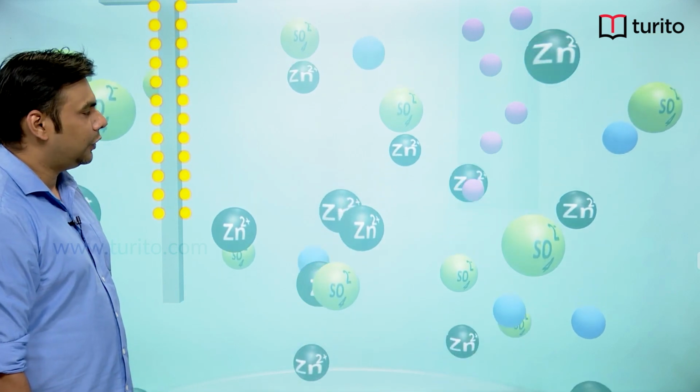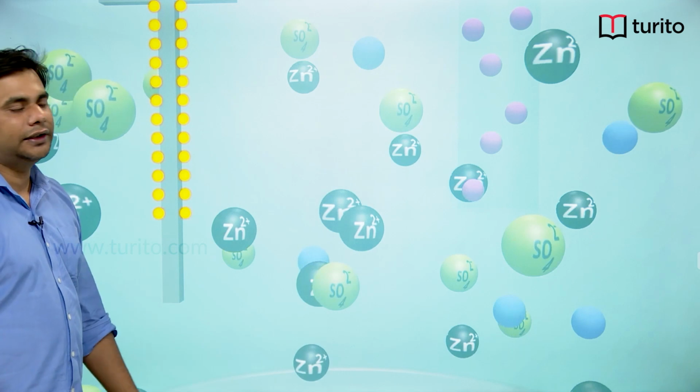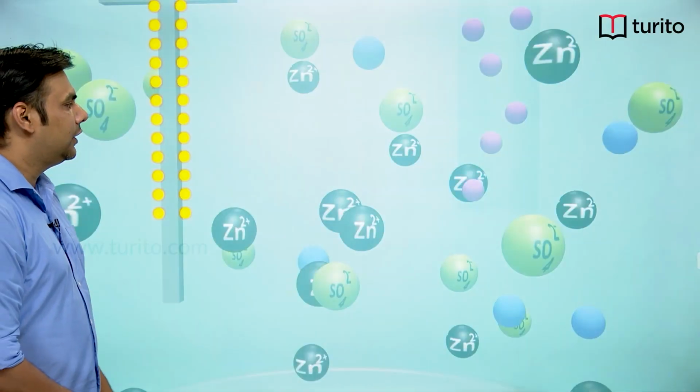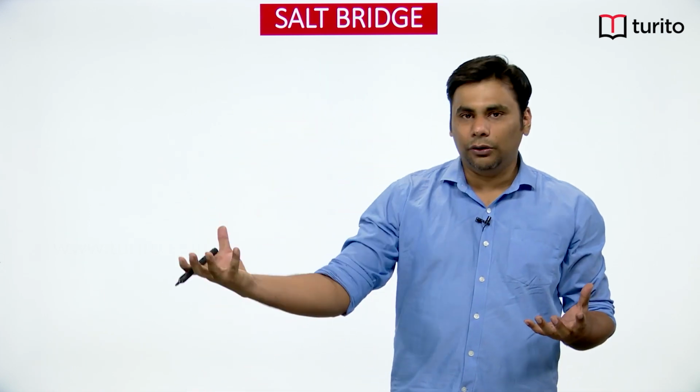Hope this is clear to you. A similar thing happens in the cathodic cell as well. So we are basically saying that we have an anodic half.